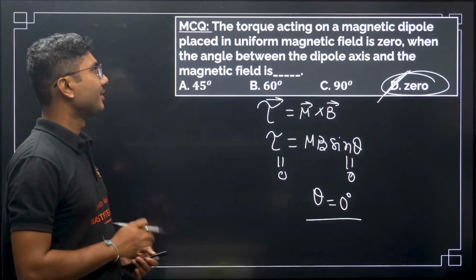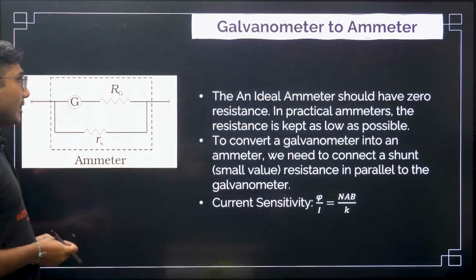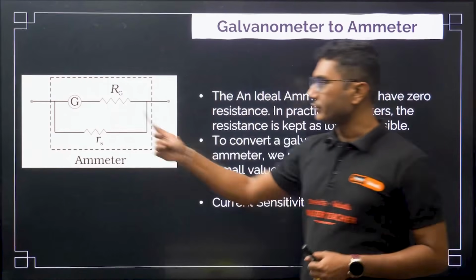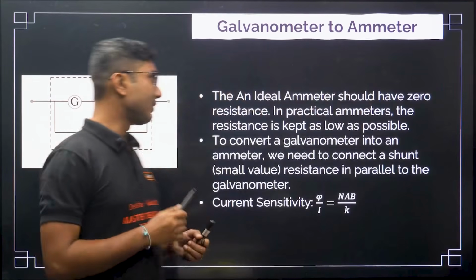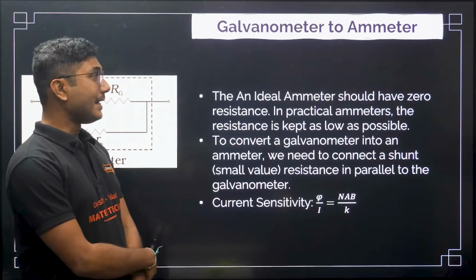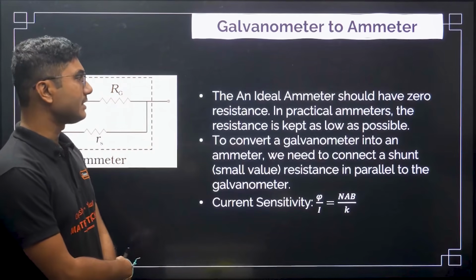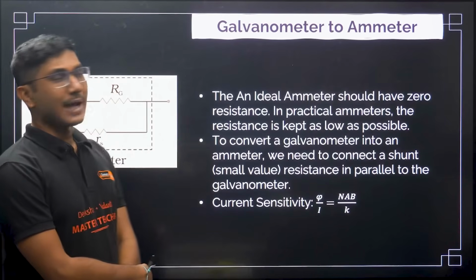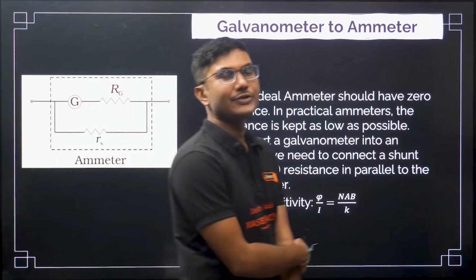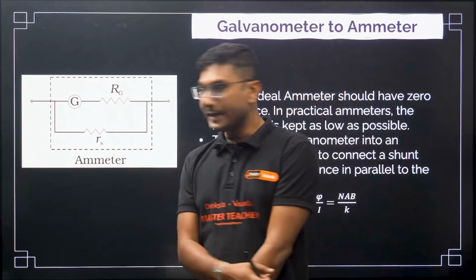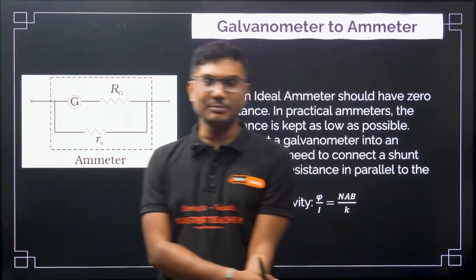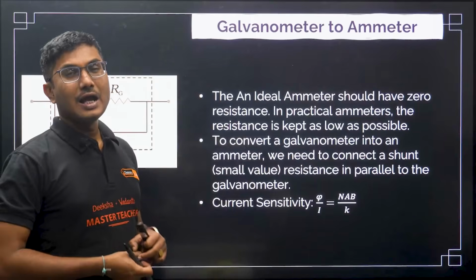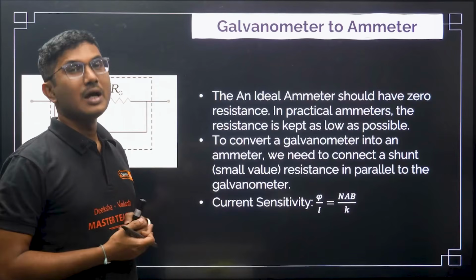Not always. Now, galvanometer to ammeter conversion. This is a diagram for this. Let us discuss briefly. An ideal ammeter should have 0 resistance. In practical ammeters, the resistance is kept as low as possible. An ideal ammeter is obviously not possible, since even very costly material will still have some resistance.